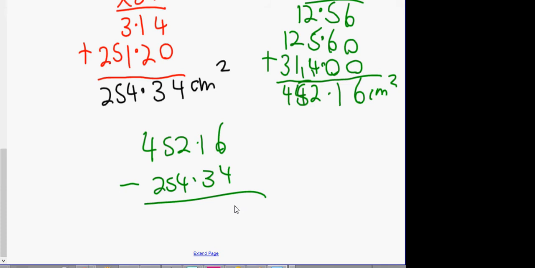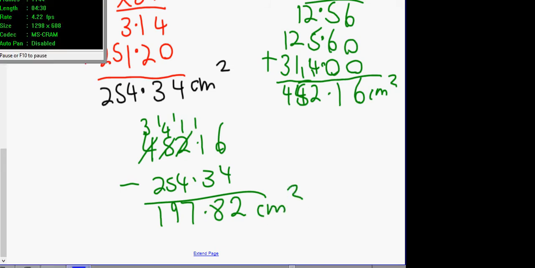4 from 6, 2. 3 from 1? Borrow 1 and you get 8. 4 from 11 is 7. 4 minus 5? You can't, so you have to do 14. 14 minus 5, 9. Then 3 minus 2 is 1. So 197.82 centimeters squared. Who got that one out? Well done, guys.